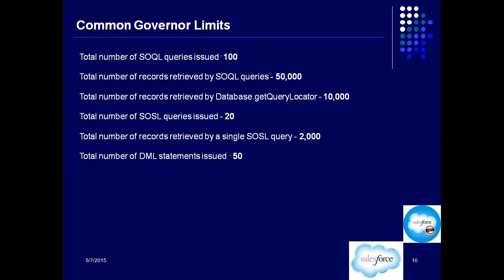Got it? So these are some common governor limits. There is one more. The total number of records processed as a result of a DML statement is 10,000. So one DML statement can process a maximum of 10,000 records. The maximum number of DML statements in one transaction is 150, and the maximum number of records processed as a result of one DML statement is 10,000.